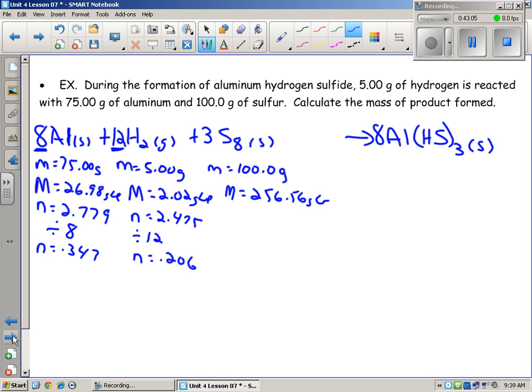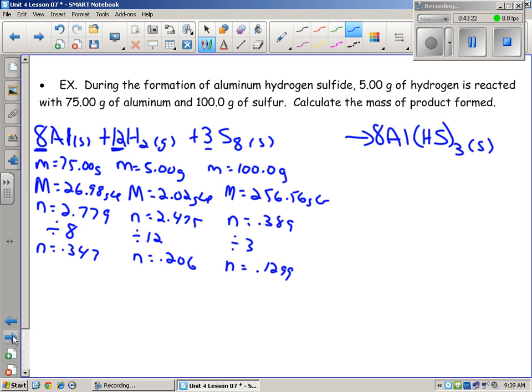And last one here, 100 divided by 256.56, I get 0.389. And I'm going to divide that one by 3, of course, because there's a 3 out front, and I get 0.1299.